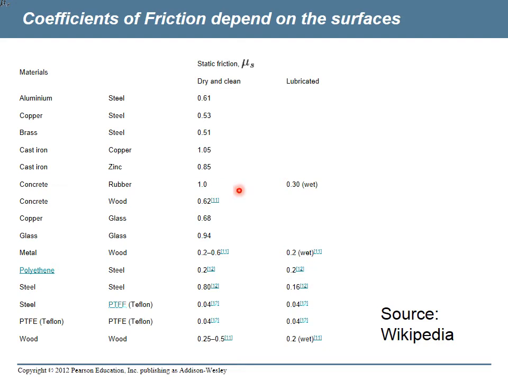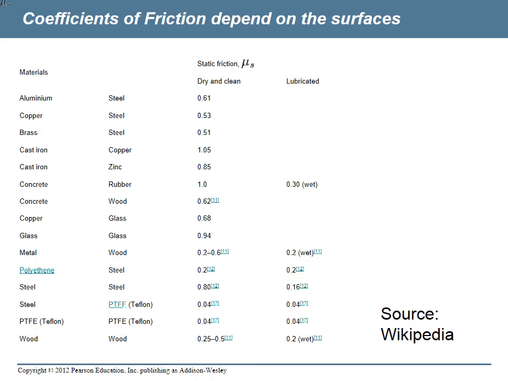Well, we have some stuff over here that's lubricated, right? If I lubricate the steel on Teflon, it actually doesn't change it a whole lot. It doesn't have a huge difference in there. But if I have steel on steel, it's 0.8 when it's dry and clean, but if I lubricate it, it jumps down to 0.16. So this is essentially 80% of the normal force. This reduces it down to 16% of the normal force.